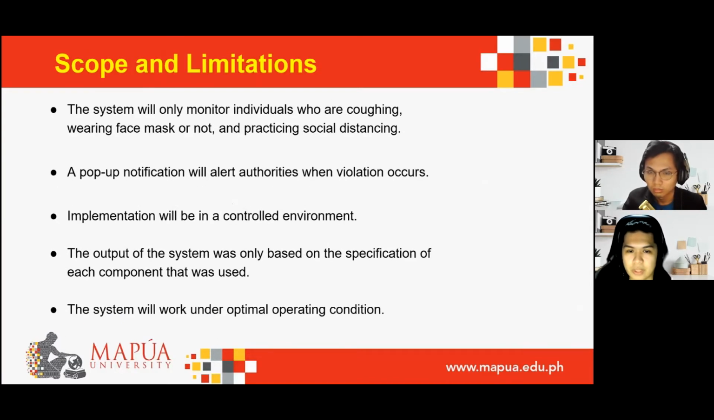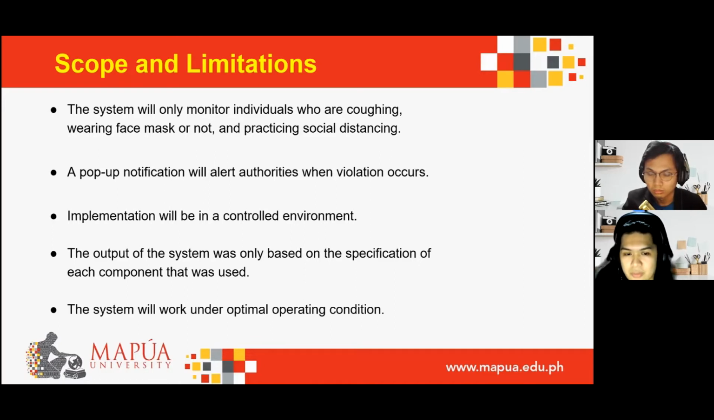For our scope and limitations, this study simulates an area that will monitor compliance with proper health protocols and detect coughing as one of the signs of illness through a camera which adopts the function of a CCTV. In addition, it will only monitor individuals who are coughing, wearing face masks or not, and practicing social distancing. Every violation that occurs under the condition of the recognition system will prompt green and red indications, which define the notification to alert the authorities or the user.